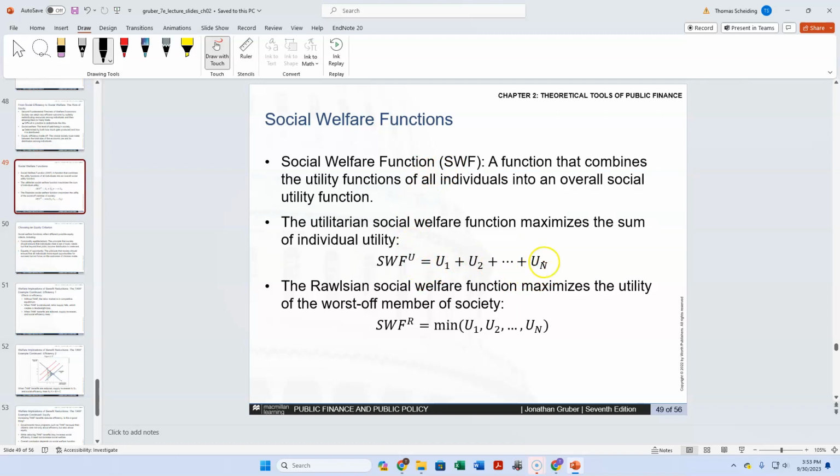The only alternative to this kind of utilitarian social welfare function would be if we looked at this from a Rawlsian perspective. In the Rawlsian perspective, what we're trying to do is maximize the utility, not of the total sum, but rather of the worst off person. So we're trying to maximize the minimum of that set, which in this case, if U1 is the poorest person, then we'd be trying to maximize that lowest utility number.